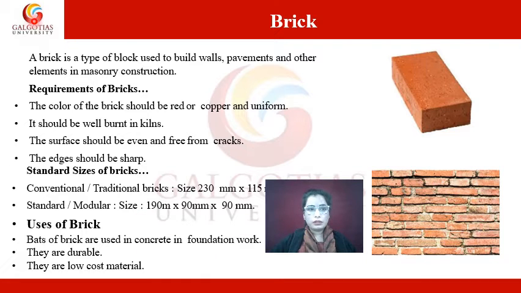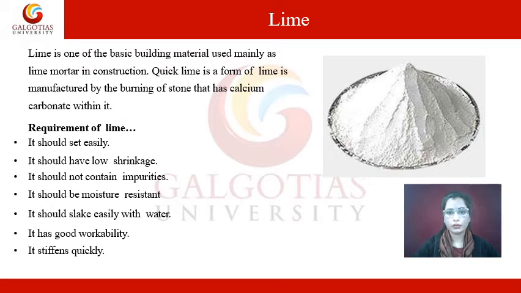So next, we have the next building material, lime. Basically, lime is one of the basic building materials used mainly as lime mortar in construction. Quick lime is a form of lime manufactured by burning stone that has calcium carbonate in it. The burning temperature is 900 degrees Celsius and above for several hours. This process is called calcination.